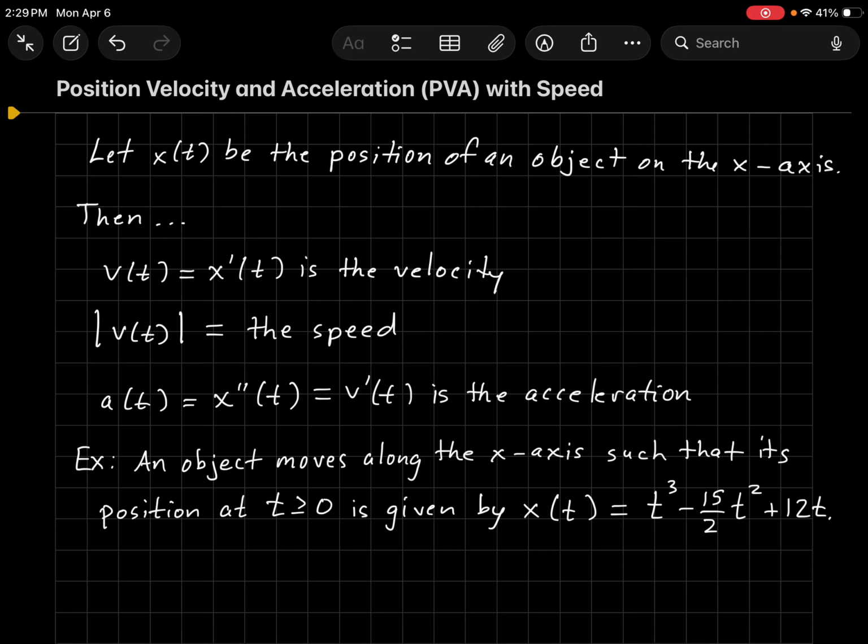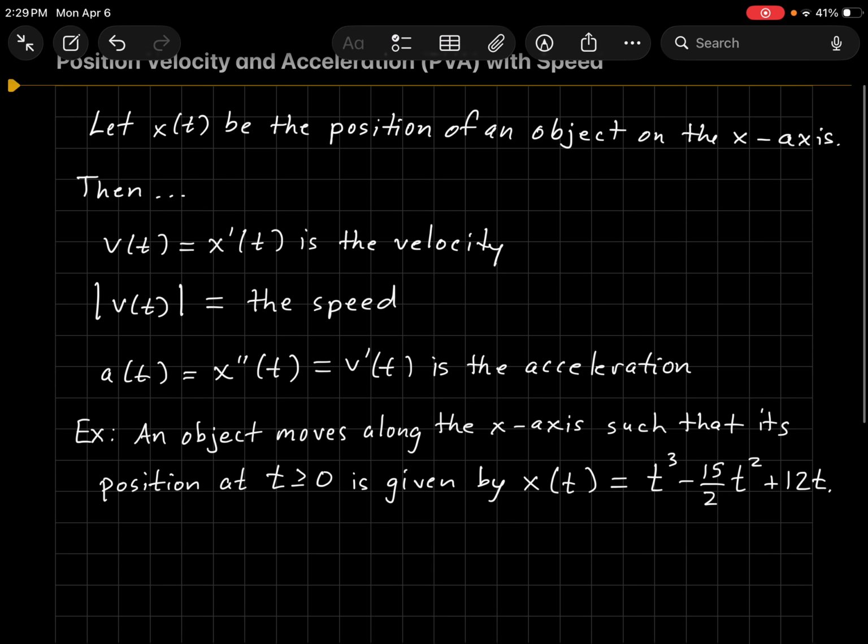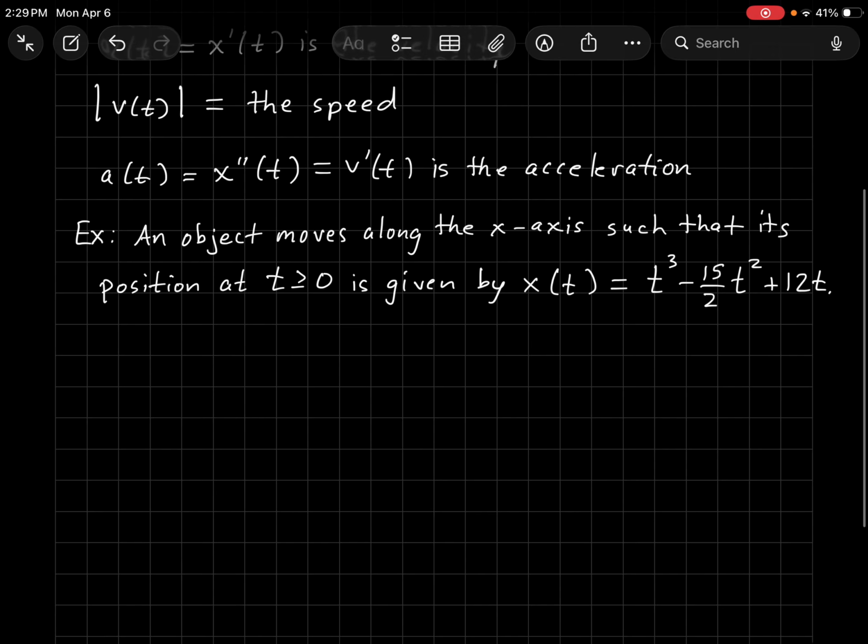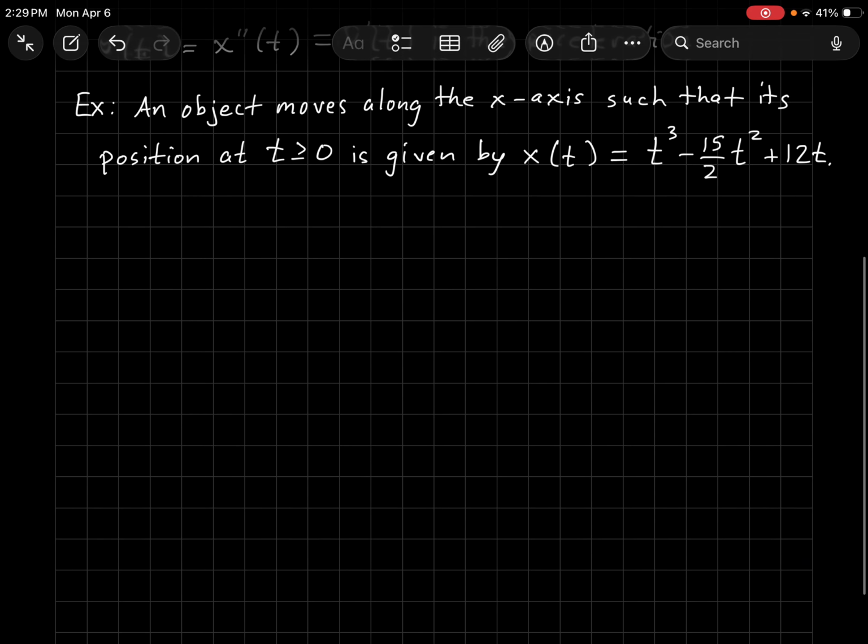And a, the acceleration, is the second derivative of position, or the first derivative of velocity. So a is x double prime, or v prime of t. Let's do a simple example. Consider an object which moves along the x-axis such that its position, t greater than or equal to 0, is given by x of t equals t cubed minus 15 halves t squared plus 12t.